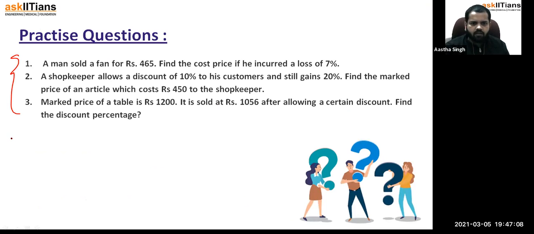Let us do the first question. First pause the video and try to do it by yourself. Then check how I am doing it. Question first: a man sold a fan, so its selling price is 465. Find the cost price if it incurs a loss of 7%. You have to find the cost price, and we have been given the loss percentage.